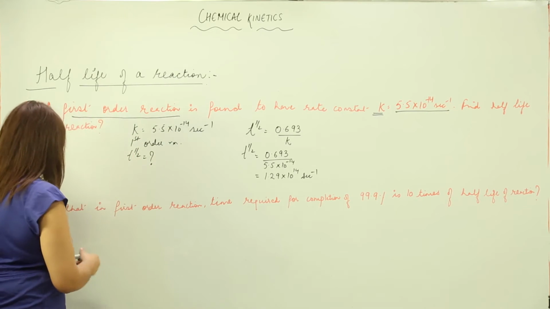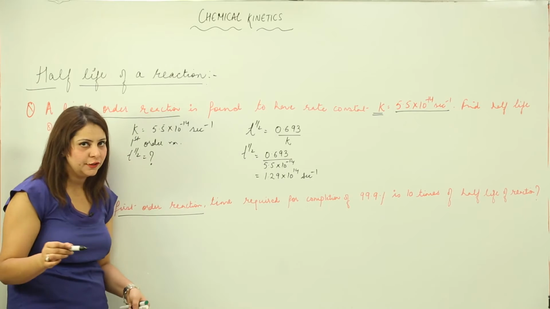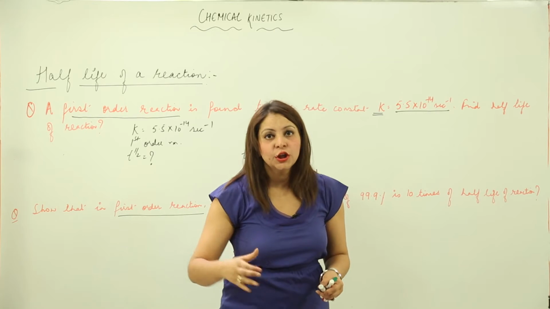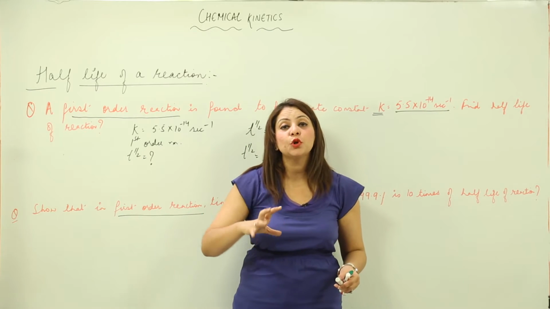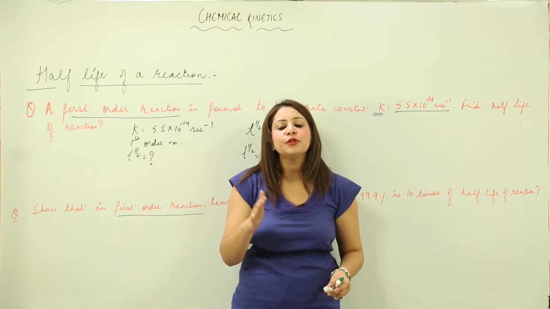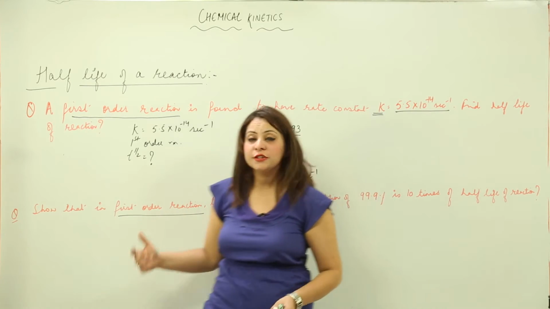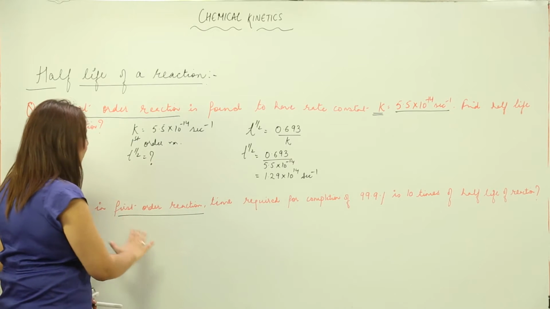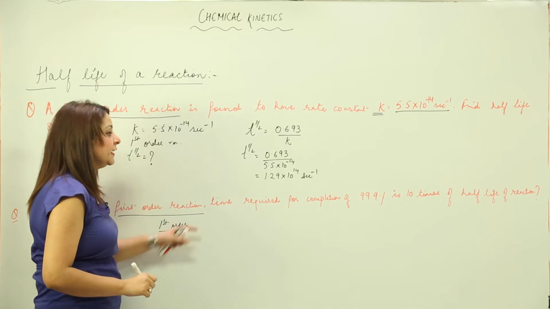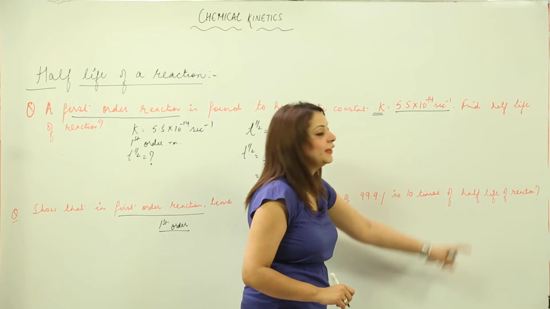See the second question: show that in a first order reaction, again we have a first order reaction. As I already told you, most of the reactions which occur in nature are first order reactions. Only the reactions which occur in the presence of enzymes or some special properties are going to be zero order. Otherwise most of the reactions occurring around you belong to first order. So our concern is to show that in a first order reaction, the time required for the completion of 99.9% is 10 times the half life of the reaction.